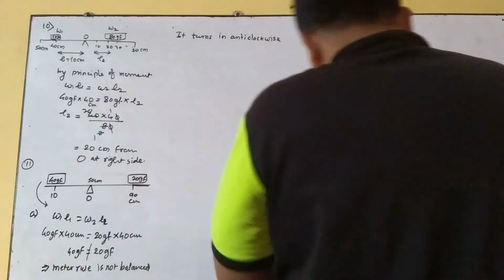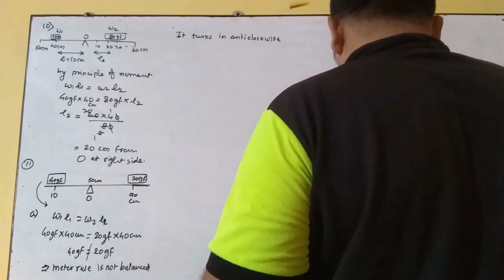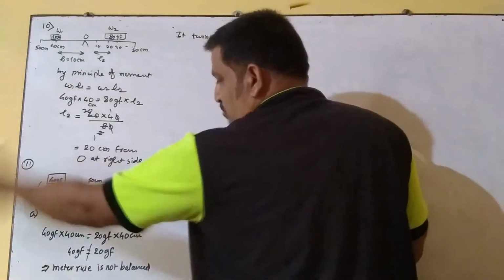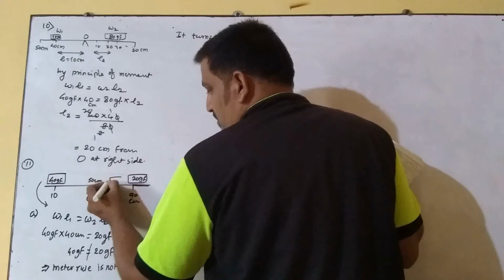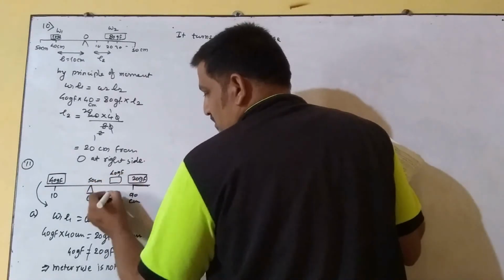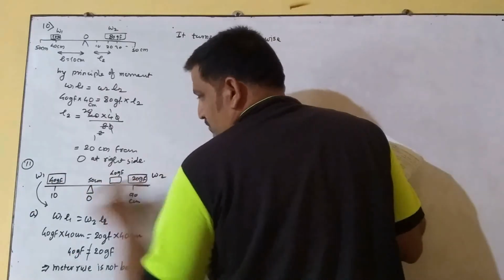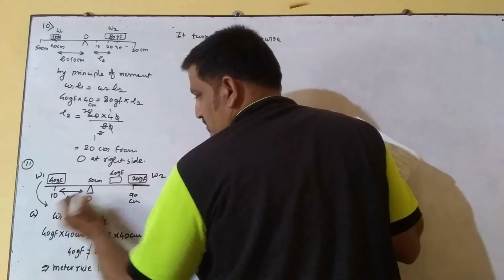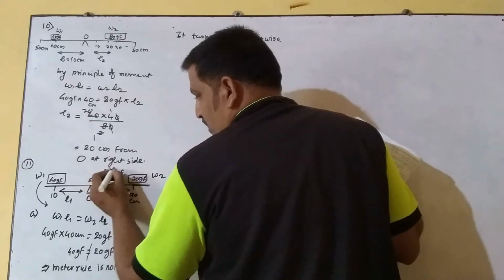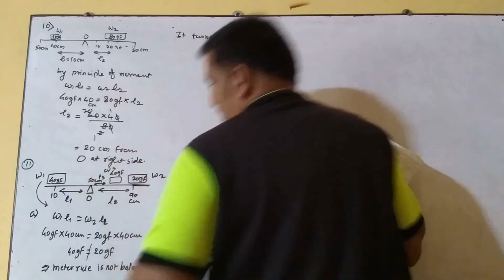Second question, how can the ruler be brought in equilibrium? By using additional weight of 40 GF. We can see that this side the weight is more. So 40 GF of weight we have to keep somewhere over here. So I can say this as W1, this is W2, this as L1, this as L2, this as W3 now, and this is L3, say.